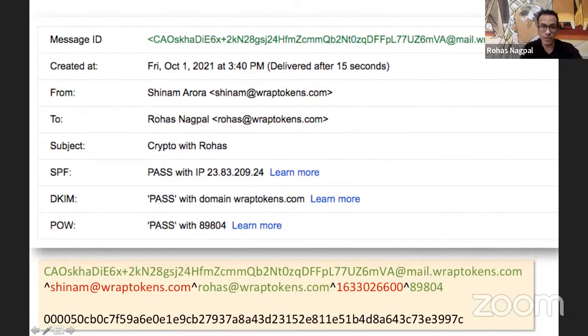Whoever receives that email, they would say, okay, this is the message ID, this is the sender, this is the receiver, this is the timestamp, and 89804 as a nonce gives us 4 zeros, accept the email, otherwise trash the email or put it in spam.